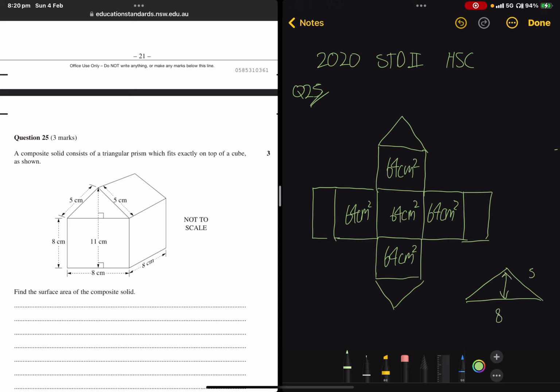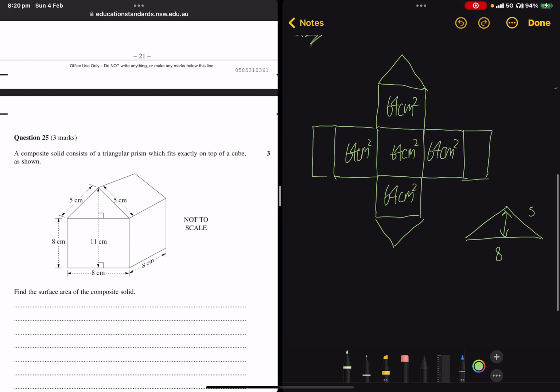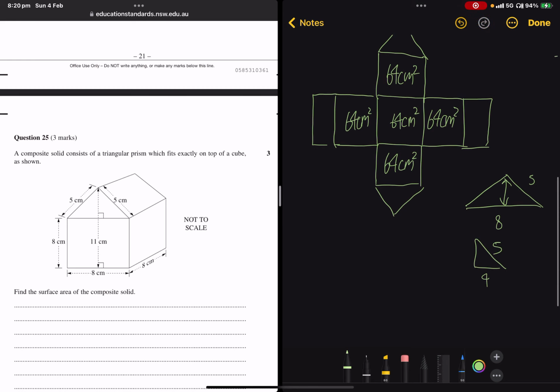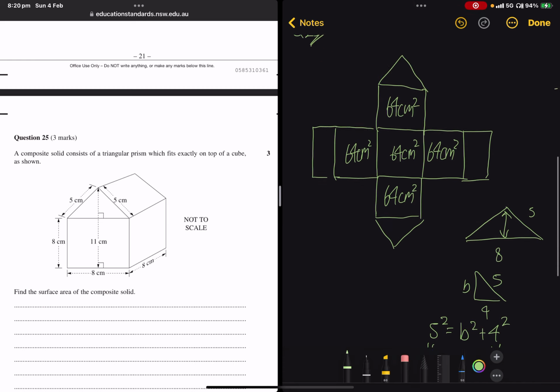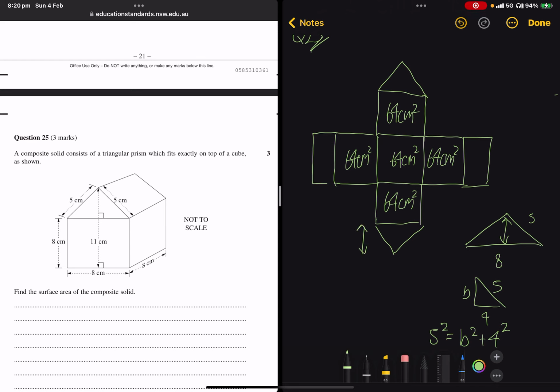Now to find the area of the triangle we need the perpendicular height, which is this height in the middle. So we're going to use Pythagoras theorem to do this. We have this is 5, this is 4. So this side, which we'll call B, we know 5 squared is B squared plus 4 squared. Minus 16 from both sides, 4 squared is 16. This tells us B squared is equal to 9, therefore B is equal to 3. So we know the height of these triangles is 3. So this distance along here is 3. This distance along here is 3.